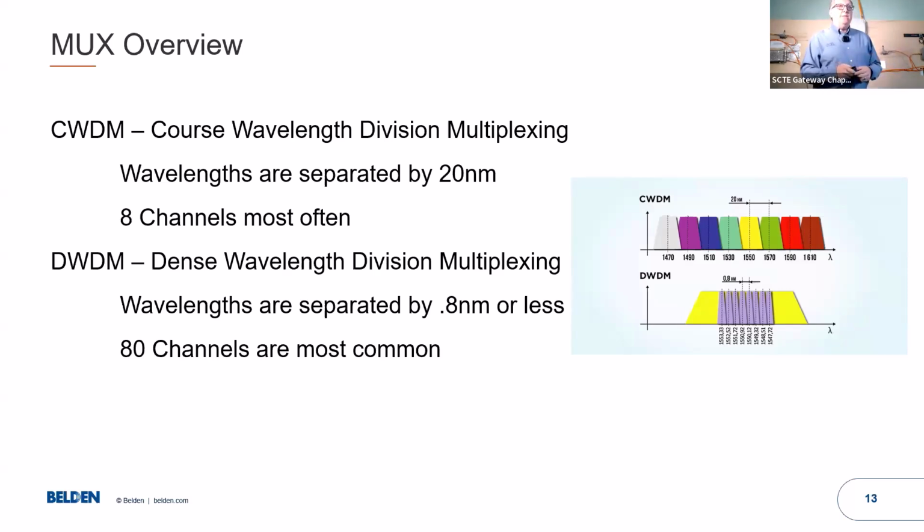DWDM stands for dense wave division multiplexing, where transport actually puts up to 80 wavelengths on one fiber. They're separated by 0.8 nanometers or smaller.